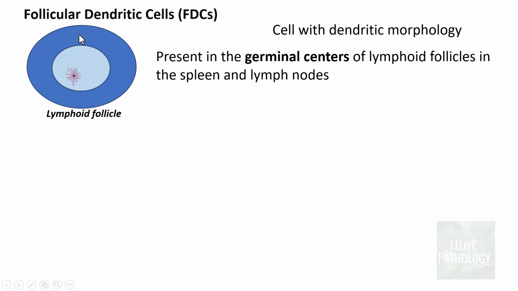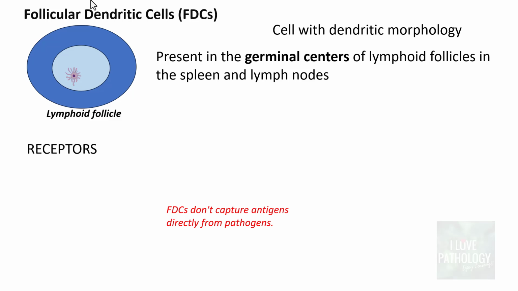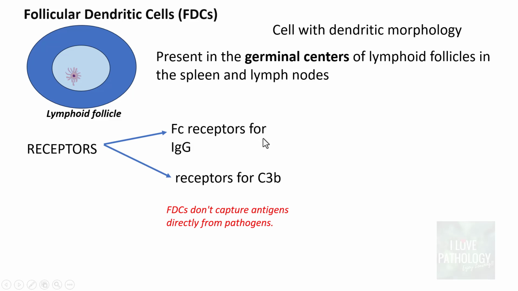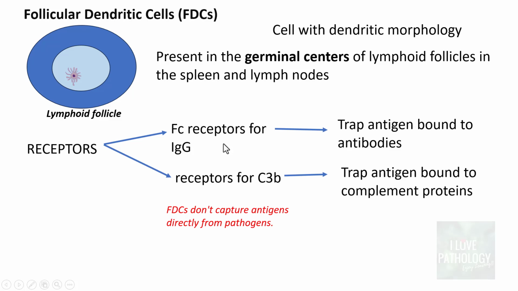There is another type of dendritic cell called follicular dendritic cells. They are called follicular cells because they reside in the lymphoid follicle, particularly in the germinal centers. They're found in spleen and lymph nodes. Remember, follicular dendritic cells don't capture antigens directly from the pathogens itself. Instead, they have receptors for the Fc portion of immunoglobulin G, and they have receptors for complement C3b. See, these receptors trap antigen which is bound to the antibodies, whereas receptors for C3b trap the antigen which are bound to complement proteins.